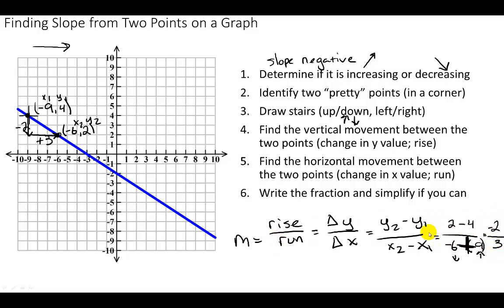Our slope is a negative 2 over 3. We're finding we're going down 2, vertical change, and positive 3, horizontal change. So we have m equals a negative 2/3. We can't simplify it anymore, so we can stop with this.